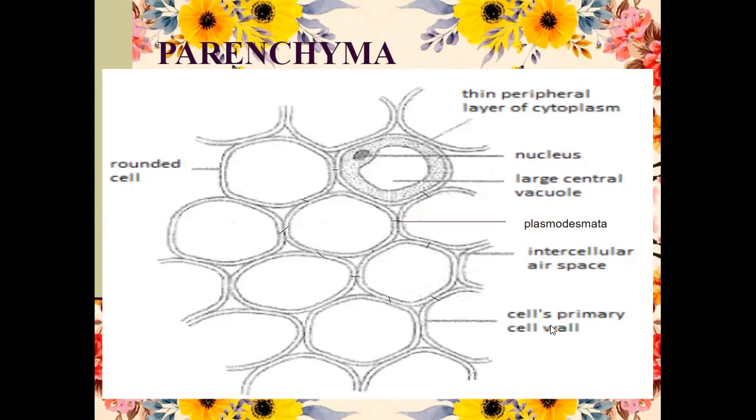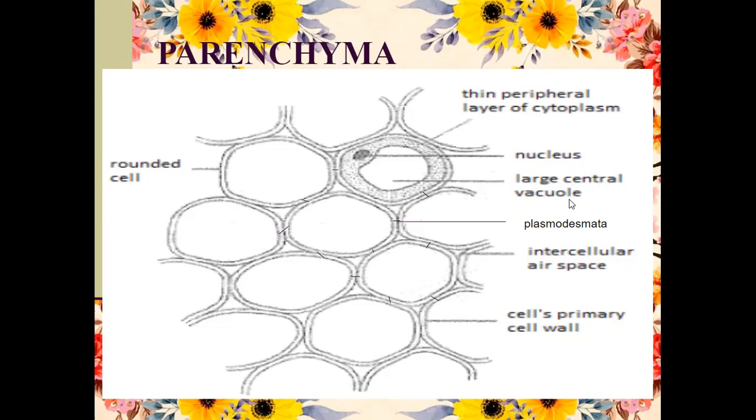Below the primary cell wall, a thin plasma layer is present. Here it is, the plasma layer. The plasma layer is made of only phospholipids and proteins. It is a semi-permeable structure. Below the plasma layer, in the center region, one large central vacuole is present.